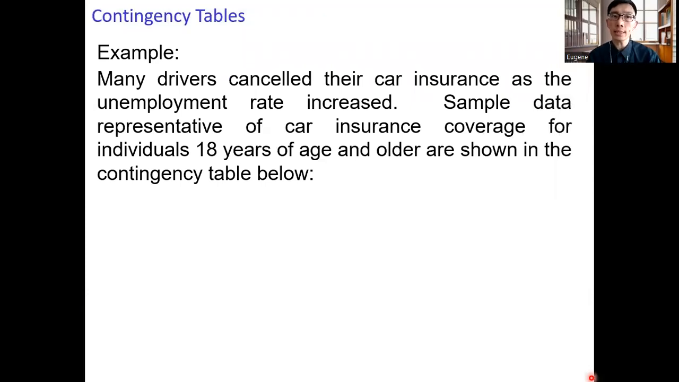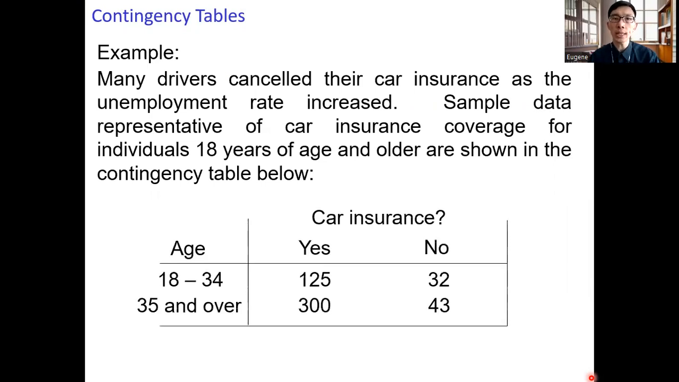Let's take a look at this scenario. Many drivers canceled their car insurance as the unemployment rate increased. Sample data representative of car insurance coverage for individuals 18 years of age and older are shown in the contingency table below. Let's take a look at the table.